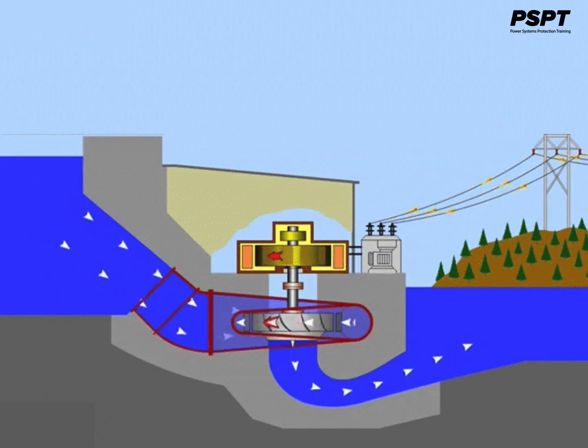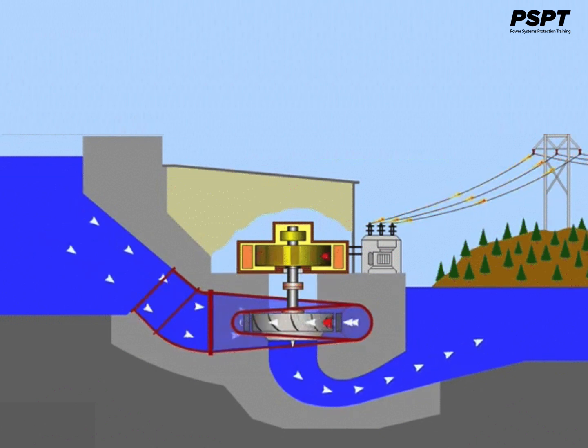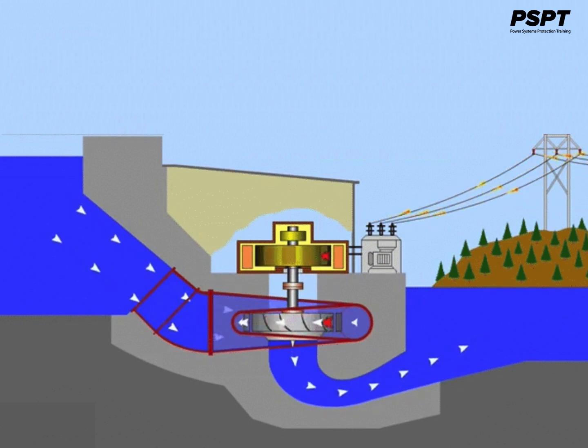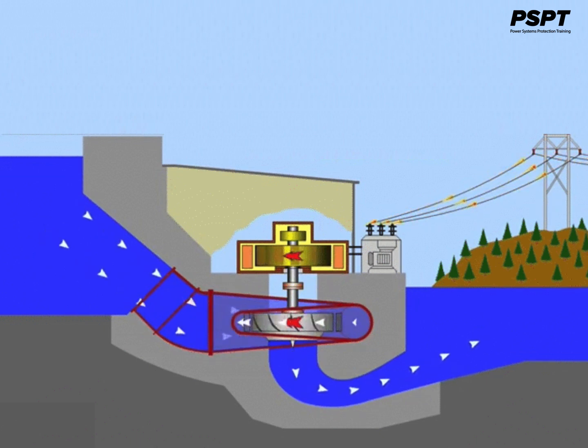Synchronous generators are, by definition, synchronous, meaning that the electrical frequency produced is locked in or synchronized with the mechanical rate of rotation of the generator. A synchronous generator's rotor consists of an electromagnet to which direct current is supplied. The rotor's magnetic field points in whatever direction the rotor is turning.